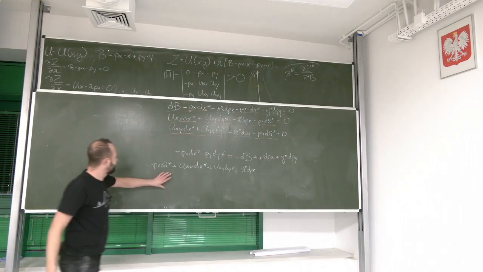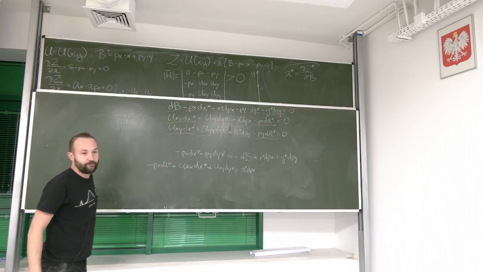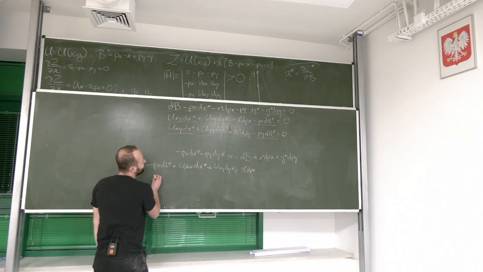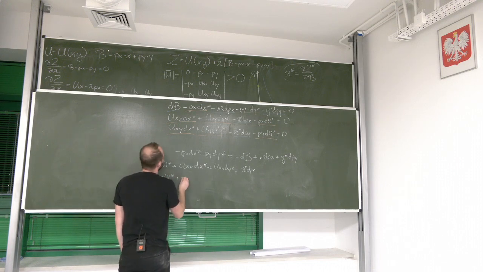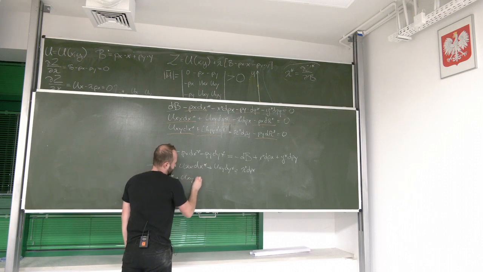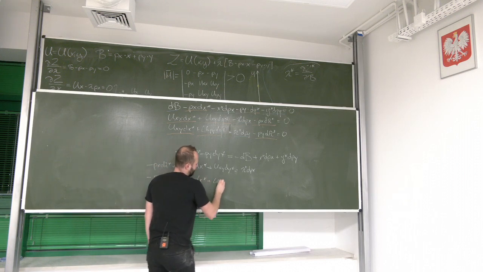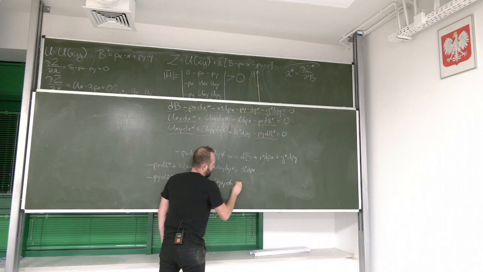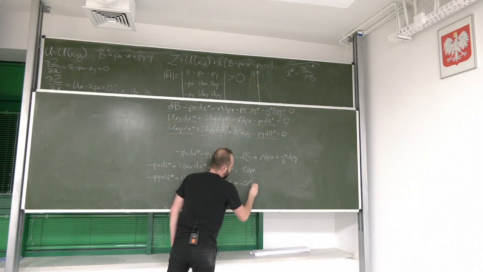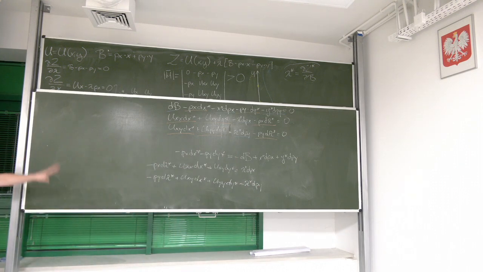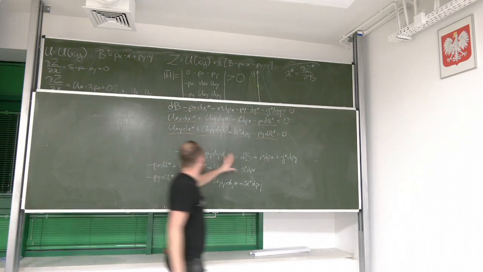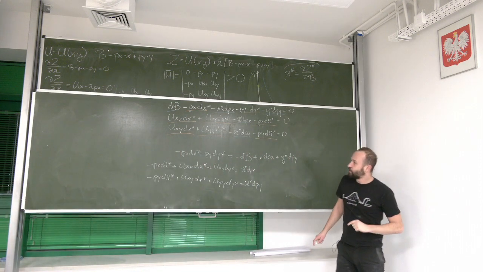Now, over here, we will have a very similar situation. So we get negative py dlambda plus uxy dx plus uyy dy equals lambda dpy. Now, this system can be easily transformed into matrix notation. And this is what we're going to do next.